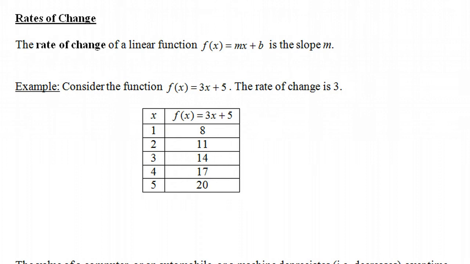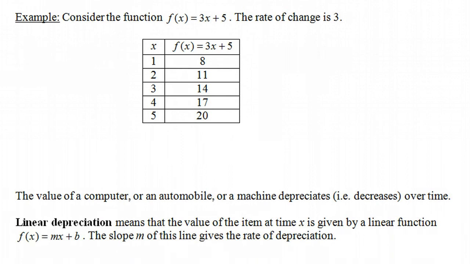Now, why do we call that the rate of change? Notice that if we make a table of values for this function, put x in this column and f of x in this column, and we pick some values of x, I've picked 1, 2, 3, 4, and 5, the value of f of x changes by 3 every time. It goes up by 3 every time. As x goes up by 1, f of x goes up by 3. So we say the rate of change of f of x is 3, and that also happens to be the slope of the function.